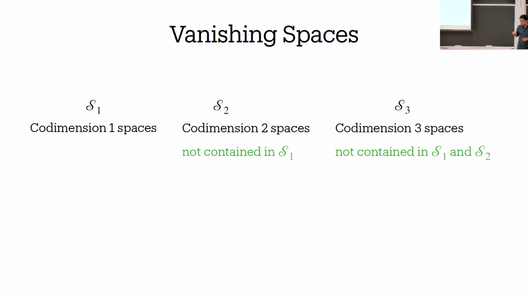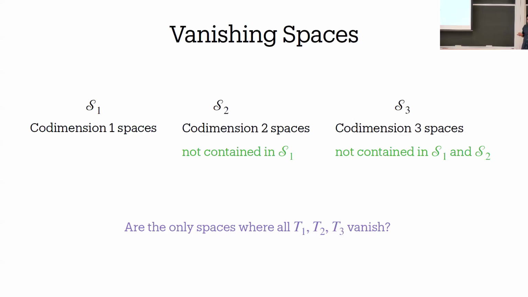So what you need to do is define 3 sets of spaces, S1, S2, and S3, and you need to have maximality conditions. Basically, that when you are looking at S3, you have codimension 3 spaces which are not contained in spaces inside S1 and S2. But we only talked about spaces where all the 3 gates vanish.